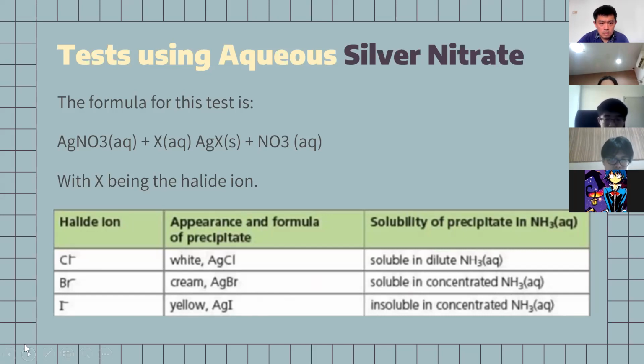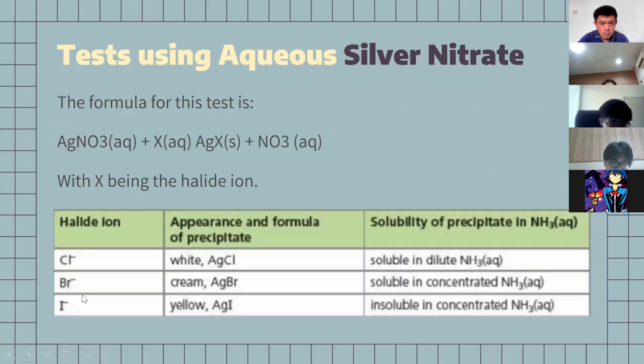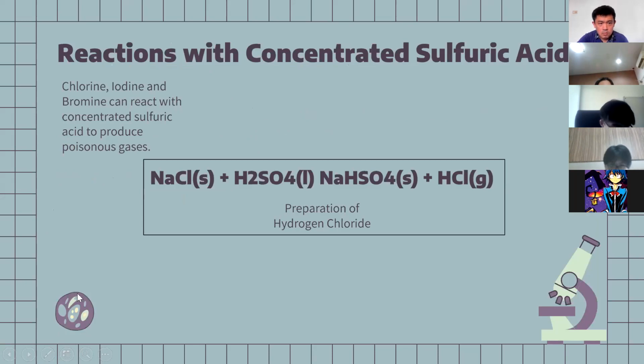And then they're combined with an ammonia solution so that you can distinguish the type of halide ion that is present. So over here we have the colors. Basically, if it's chlorine, then the precipitate from the reaction will be white. For iodine, it will be yellow, so you can distinguish between colors. And these are the reactions for sulfuric acid.